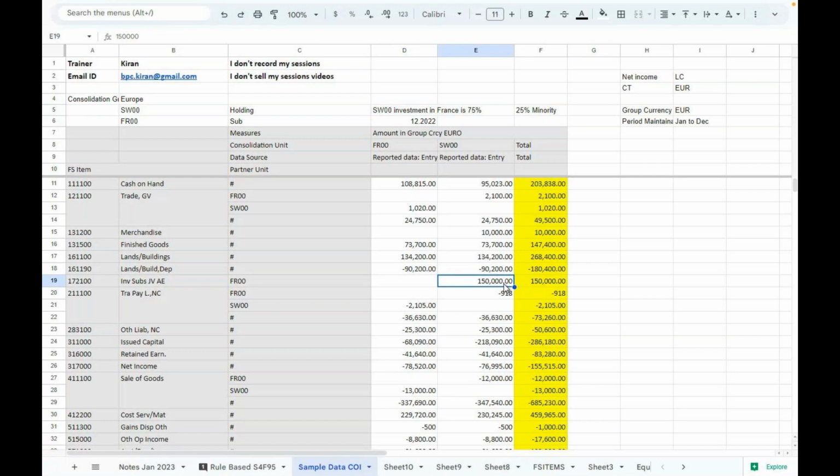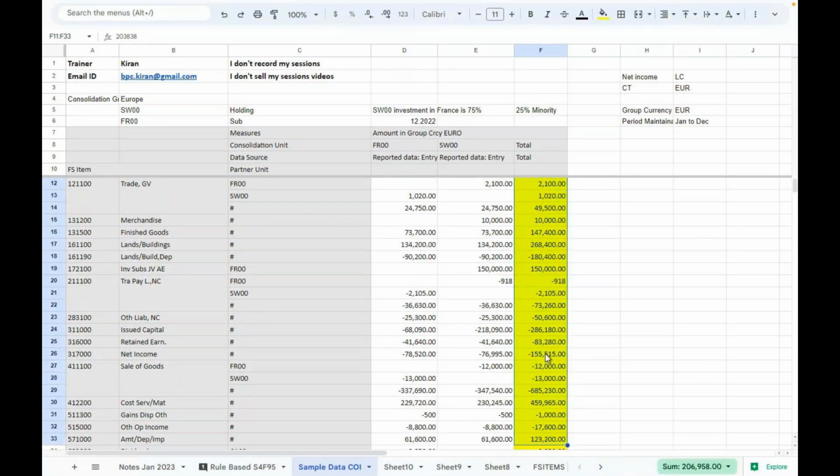Now, if you aggregate these two trial balances, for example, here I just made a total. Total means total cash on hand, both the cash and all the trade receivables, including third party transactions and intercompany transactions. I just aggregated, right? So when I aggregate the total of these two, France and Switzerland, it becomes 0.